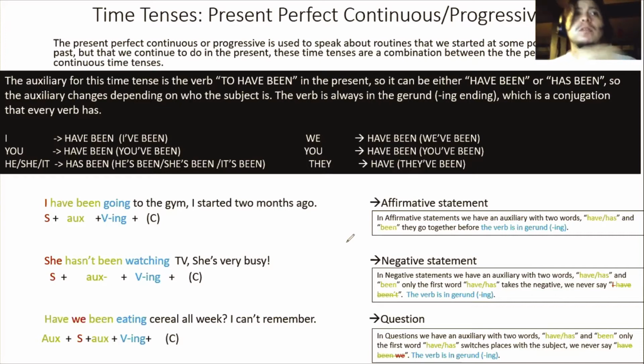I think that's it. Okay, so today we're gonna continue speaking about time tenses. We have been speaking about many of them. I think we have already discussed the simple present and the simple past. We started with those. Again, if you haven't checked those two, please start with the simple present and the simple past, because those two time tenses are very important. They explain many of the things that we're gonna be checking after that.